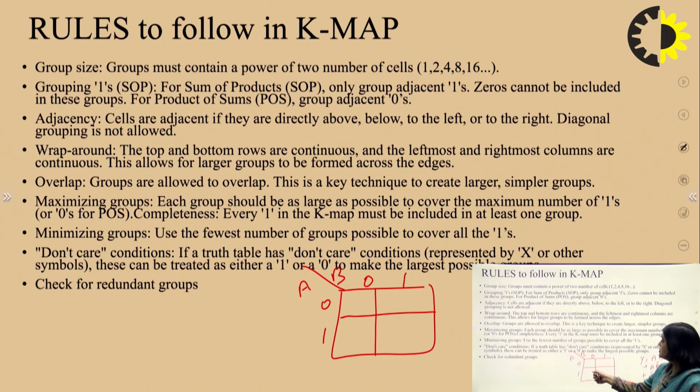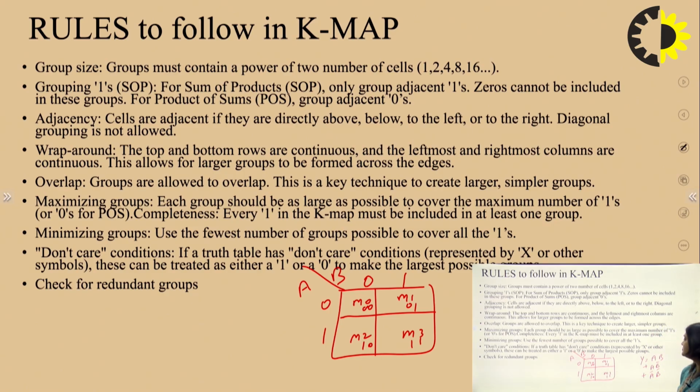In this we have put a here and b here. Now a is a single variable, so its value may be 0 or 1, and b is also a single variable, so its value may be 0 or 1. So this cell is 0 0, this cell is 0 1, this cell is 1 0, and this cell is 1 1. This 0 0 represents the minterm M0. This is for M1, this is for M2, and this is for M3.